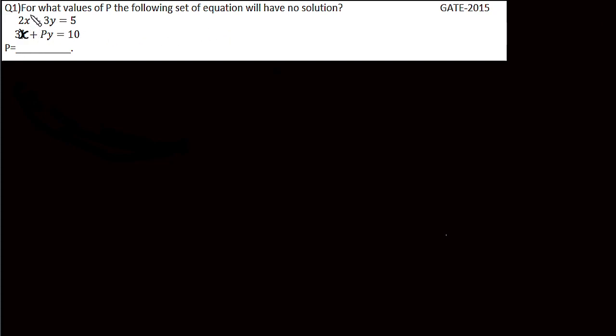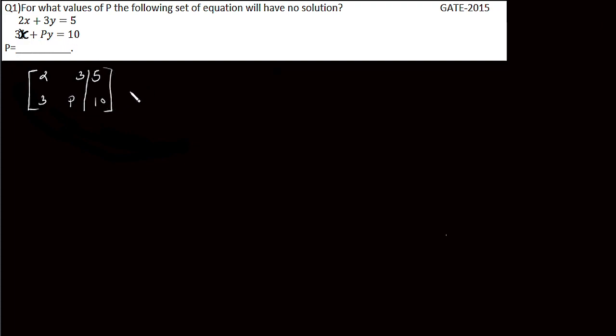We have two equations here, x and y are our variables, and p is unknown, and we have to find the value of p such that these two equations have no solution. So first of all, let's form an augmented matrix from these two equations. What we are getting is simply this, and here it is p, we have to find the value of p.